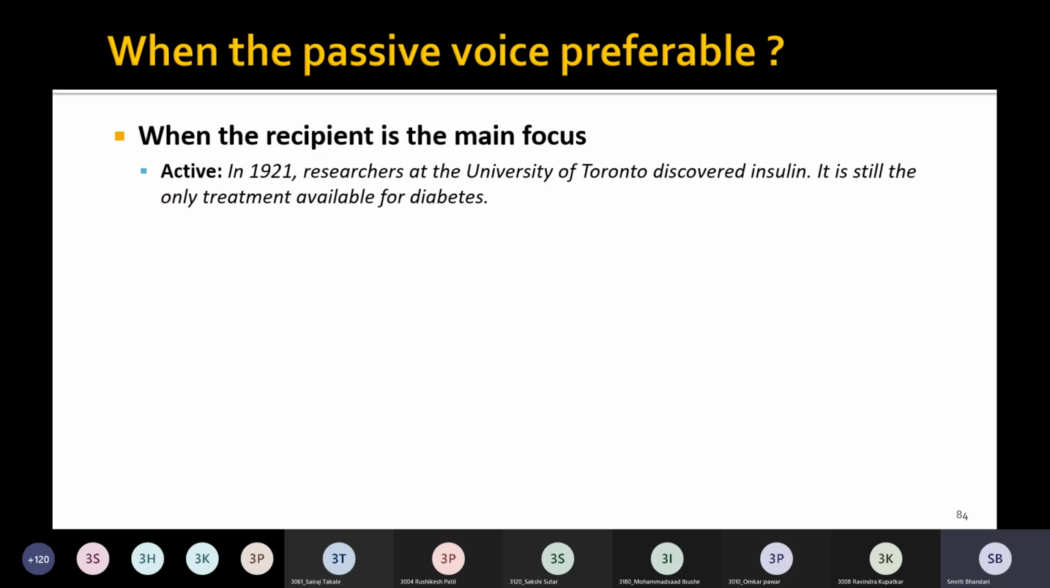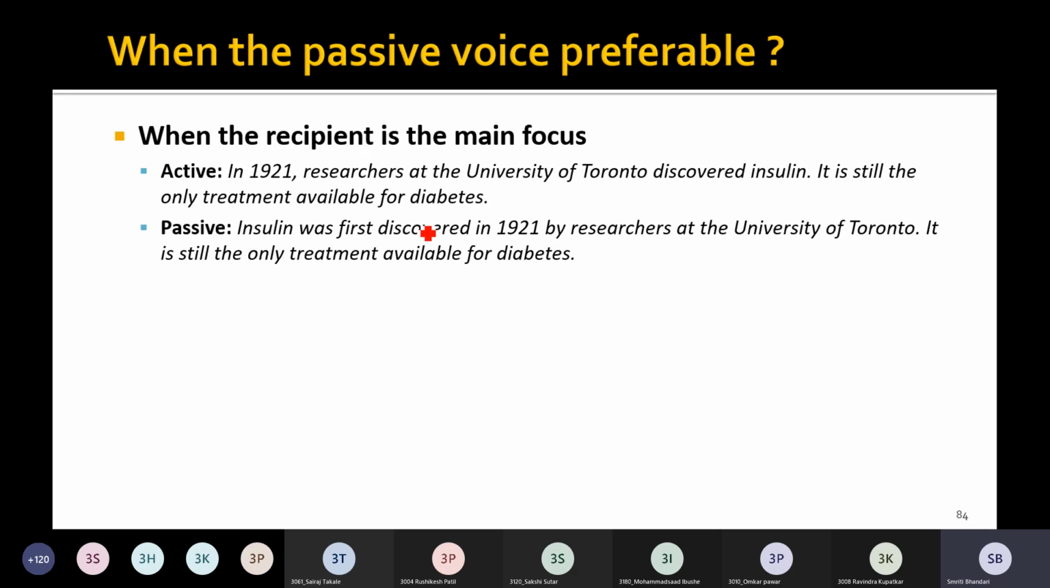Say, for example, I am giving here an example in active voice and passive voice. See here one example. In 1921, researchers at the University of Toronto discovered insulin. It is still the only treatment available for diabetes. This is a statement in active voice. Now, if the same statement is written in passive voice, how are we going to write it? Insulin was first discovered in 1921 by researchers at the University of Toronto. It is still the only treatment available for diabetes.